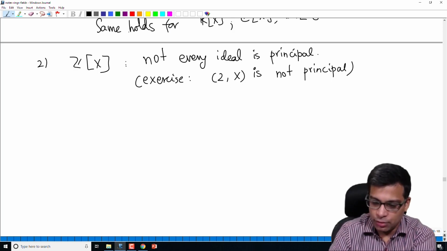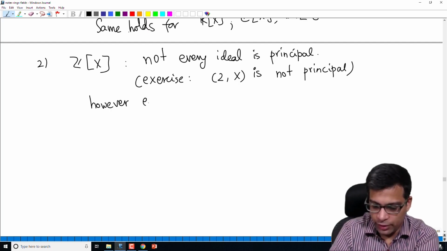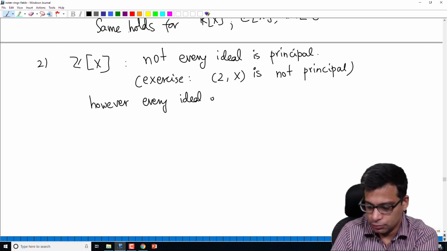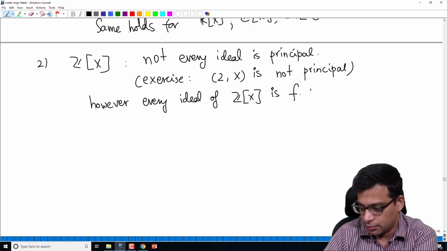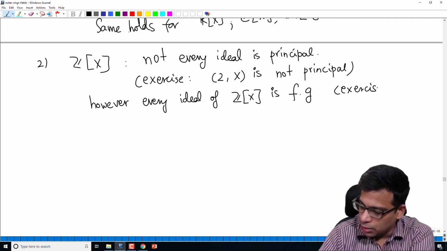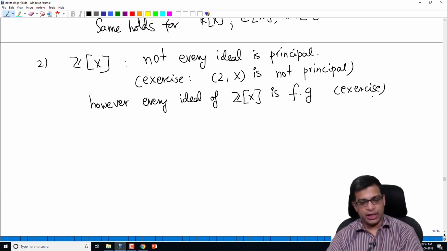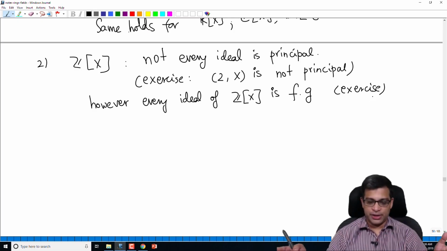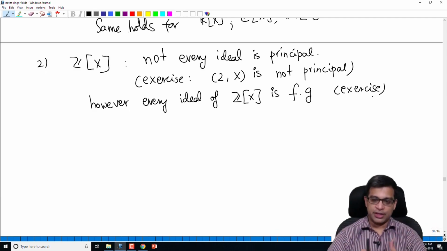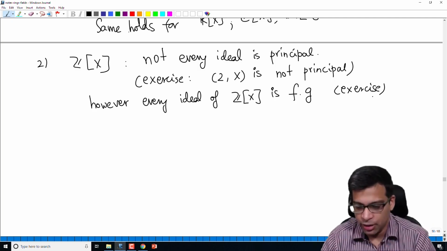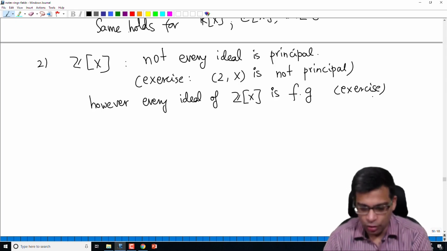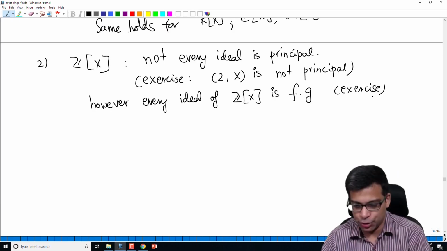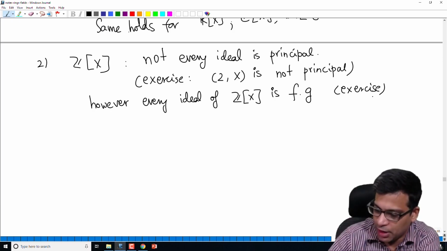However, every ideal of Z[x] is finitely generated. This is also an exercise for you. It need not be generated by a single element, but it is generated by finitely many elements. In fact, I claim that it is generated by 2 elements. You can check this. What you need to do is take the smallest positive integer that's contained in a given ideal and argue that that and some polynomial will generate it. So this I will leave for you. This is an exercise, maybe I will come back to this later.